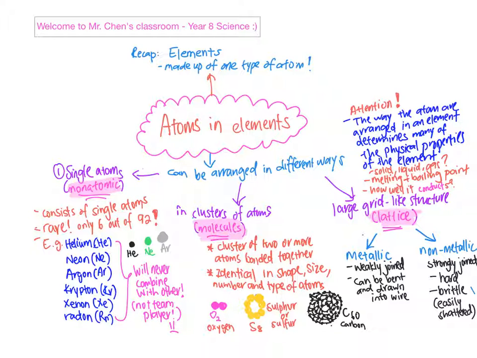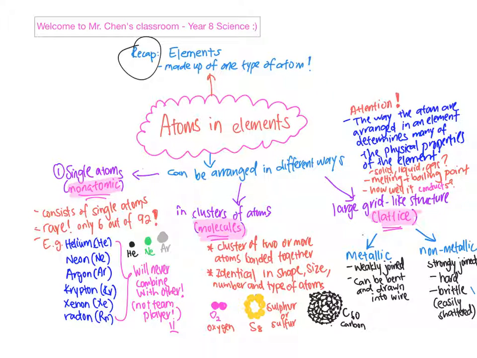So today in science, we will talk about atoms in elements. From last video, we talked about what elements actually are. Just for a recap, an element is made up of only one type of atom. So for oxygen, it will be all oxygen atoms that make it an element.